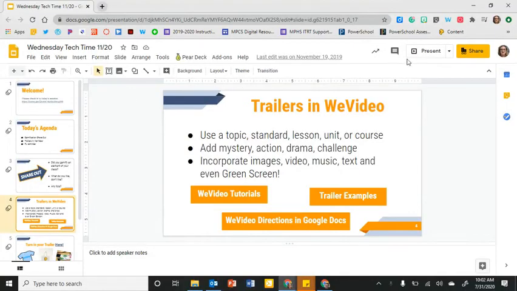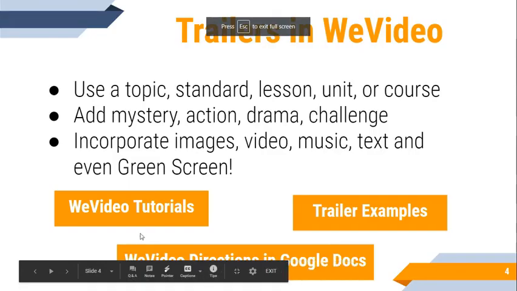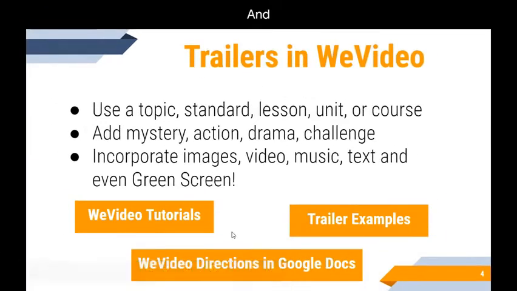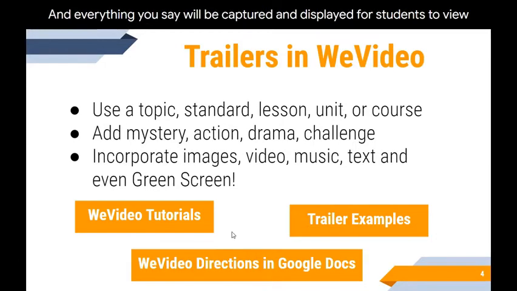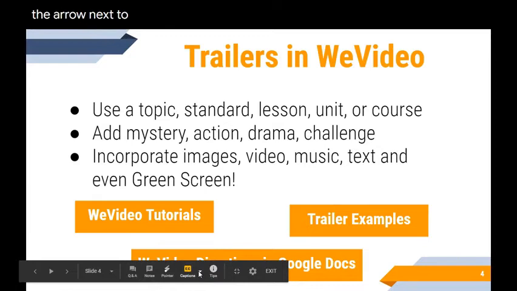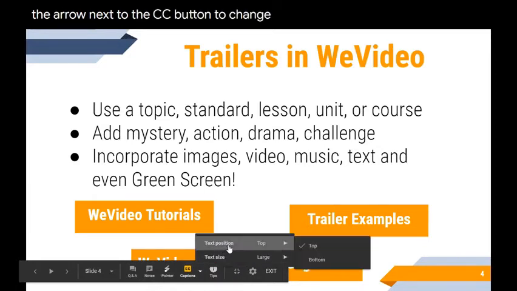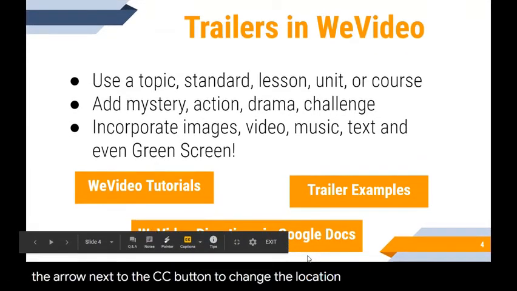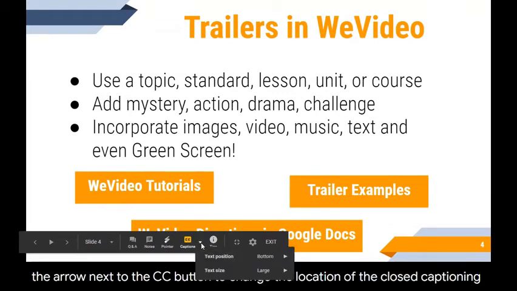Now, while you're in the conference, let's make things a little easier. Did you know Google Slides has closed captioning? Present your slide deck and then click on CC in the bottom toolbar, and everything you say will be captured and displayed for students to view. Click the arrow next to the CC button to change the location of the closed captioning and the size of the text.